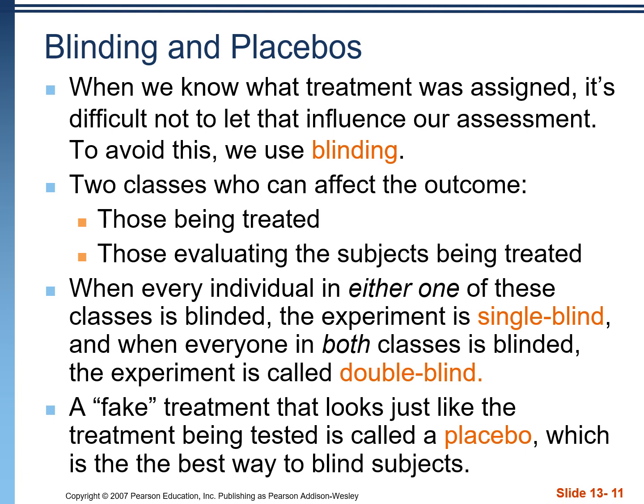Many times in an experiment, we won't want our subjects to know which treatment they received. This is called blinding. And blinding can occur at 2 different levels. We can blind the people who are being treated, the subjects being treated, or we can blind the people who are evaluating those subjects. Sometimes we'll actually blind both of those groups. If we're blinding one of those 2 groups, the experiment is said to be single blind. If everyone in both of those groups is blind to the treatments, this is called a double blind experiment.